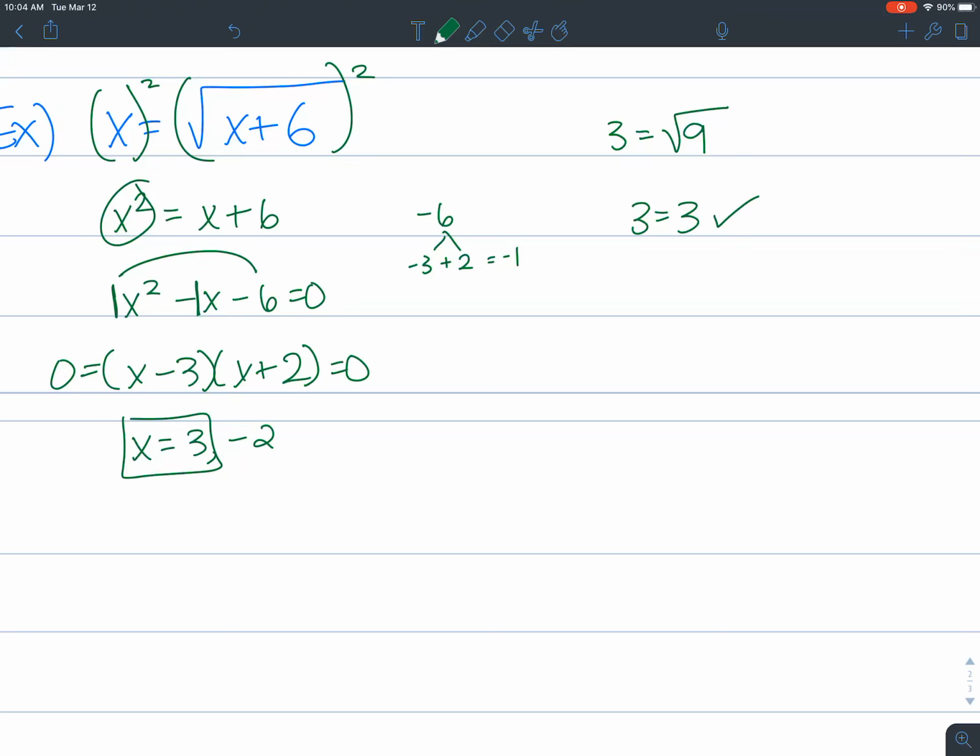And then if we plug in negative 2, we get negative 2 equals the square root of negative 2 plus 6 is 4. Negative 2. Square root of 4 is 2. If there's no variable, then we don't necessarily say that it could be plus or minus 2. So this is not good, and so that means that this is what's called an extraneous solution. So we ignore it and say that that's our only solution.